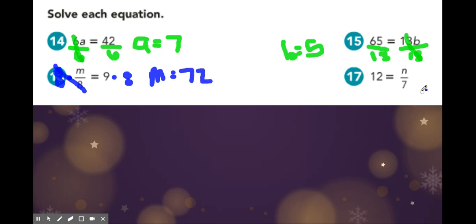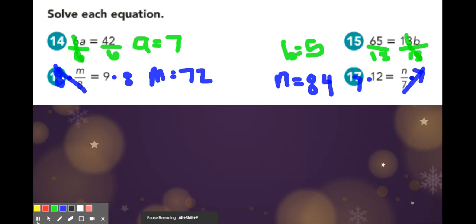And lastly, we have 12 is equal to n over 7. I have division again, so in order to get rid of that division, I'm going to have to multiply by 7. That gets rid of that, and I'm only left with n. Well, if I multiply this side by 7, I'm going to have to multiply this side by 7. And so 12 times 7 is 84. So n is equal to 84.